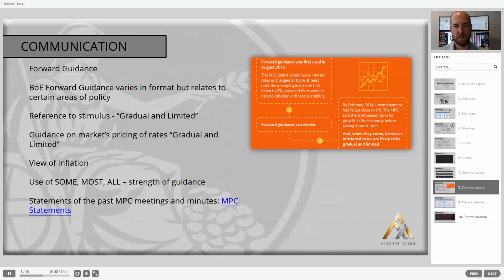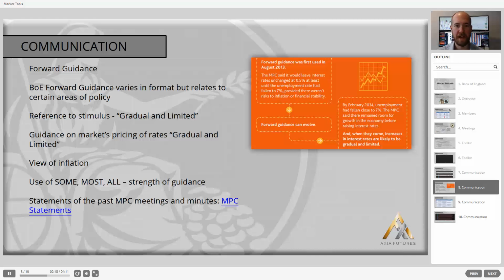They also will give a guidance on the market's interpretation of rates. Now, whether the market sees rates as being gradual and limited, and will tell the market whether perhaps it has got ahead of itself or got behind the Bank of England. And that's where we used in that previous example the somewhat greater extent language.